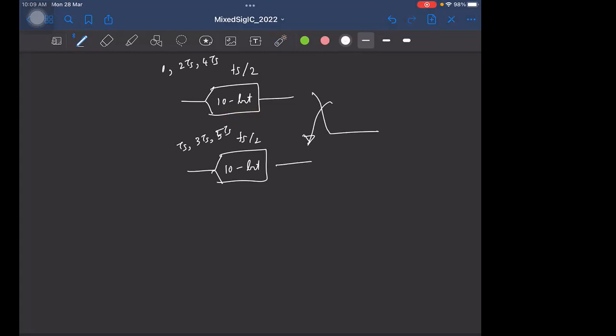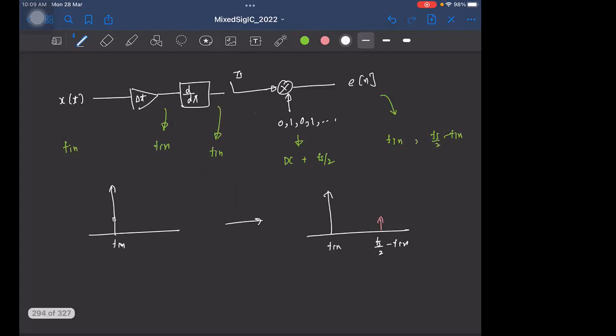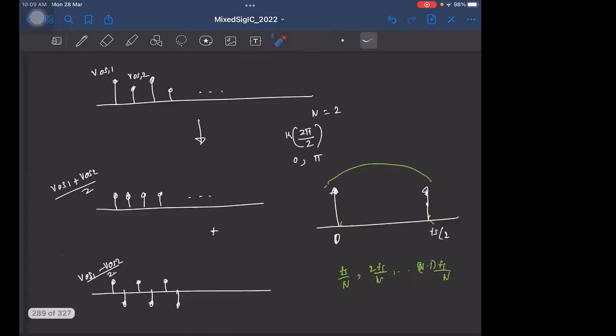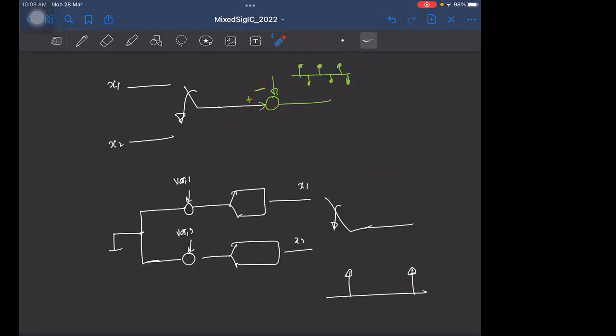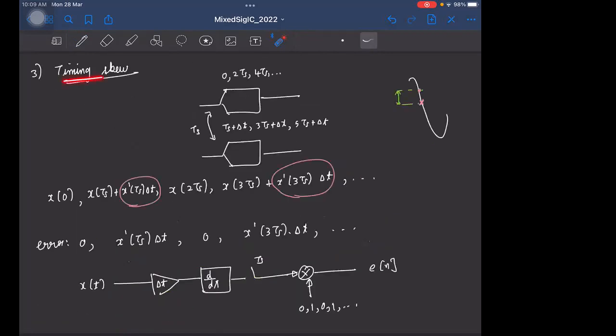No, I am not talking about the offset mismatch. This is regarding the error in the timing skew. So one was this offset error, and the only way to correct for it is to add an additional offset at the output. The second is gain error mismatch, which you tackle by having a digital gain at the output that can correct for this gain error. The third error, which is what I am discussing now, is this timing skew or offset in the clock's sampling instance.